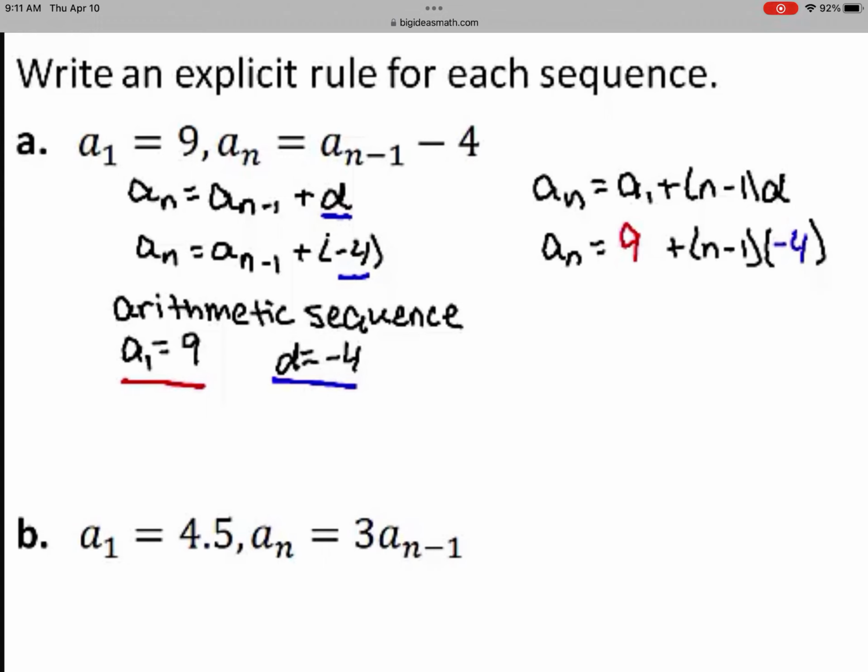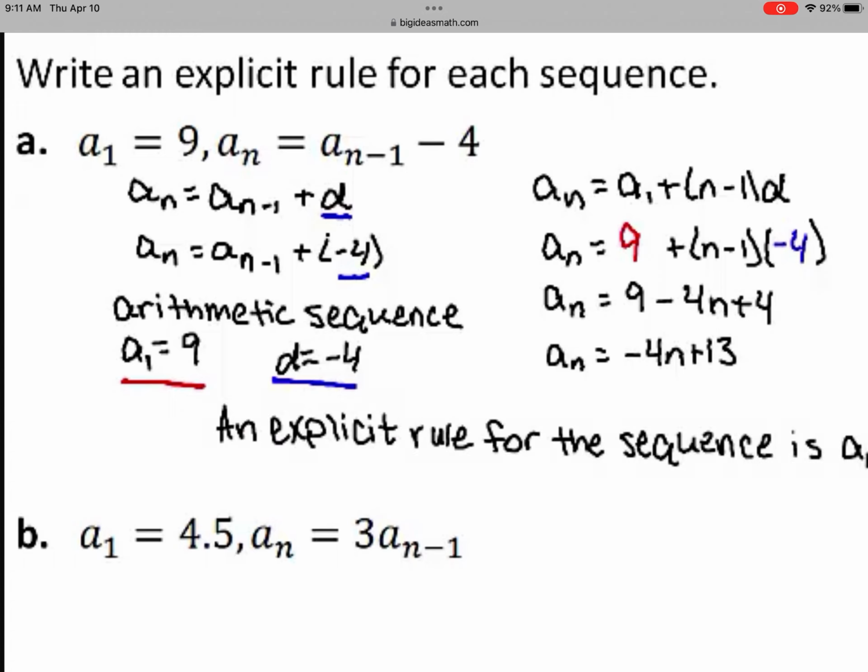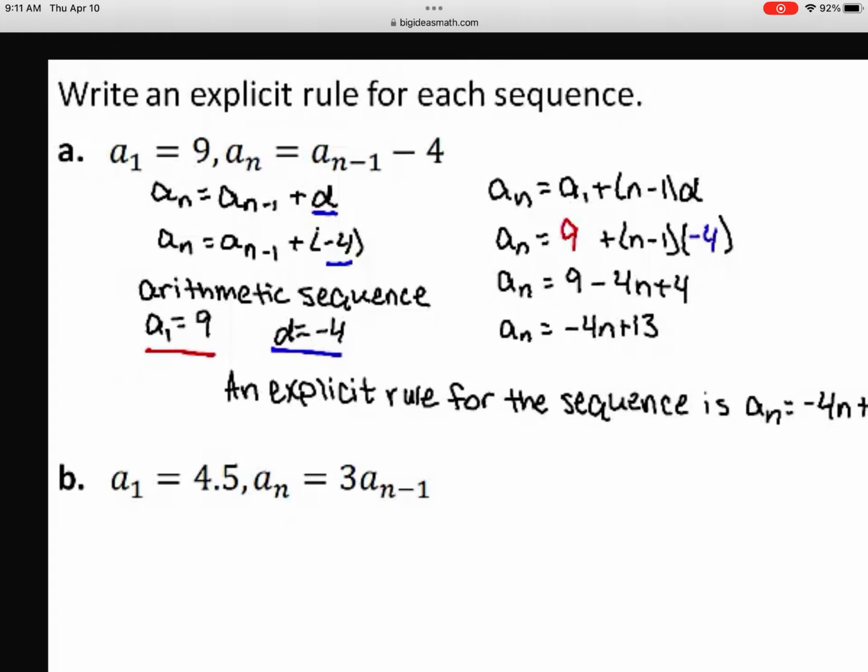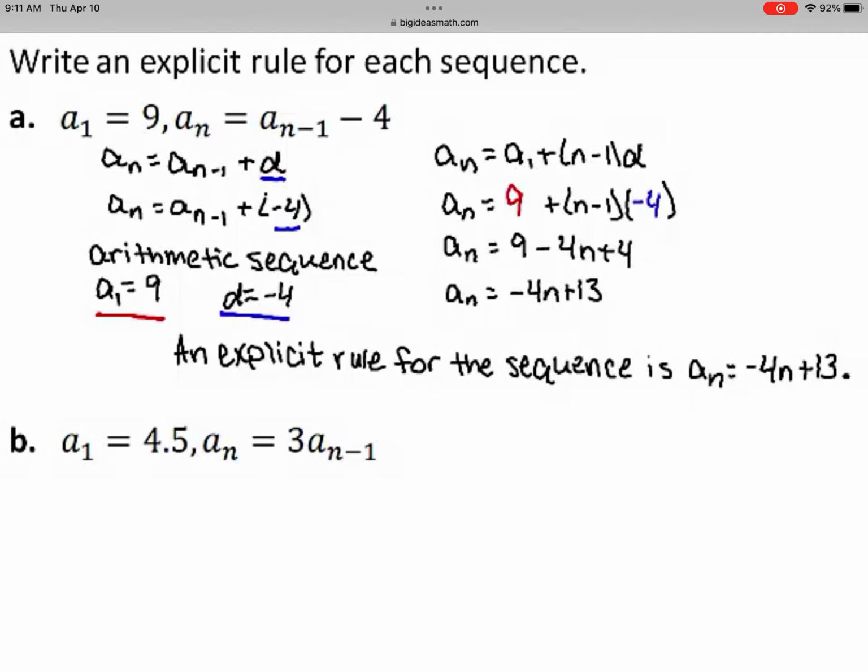Distributing the negative 4 through the quantity n minus 1, you get A sub n equals 9 minus 4n plus 4. And combining like terms, you are left with A sub n equals negative 4n plus 13. So an explicit rule for the sequence is A sub n equals negative 4n plus 13.